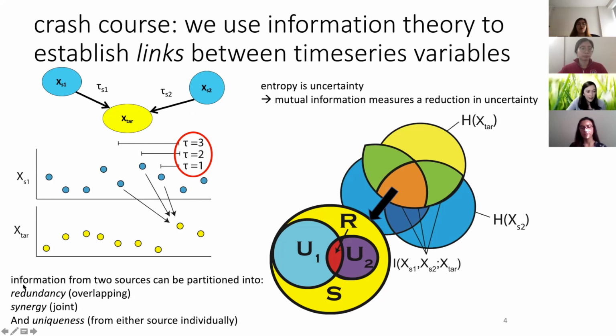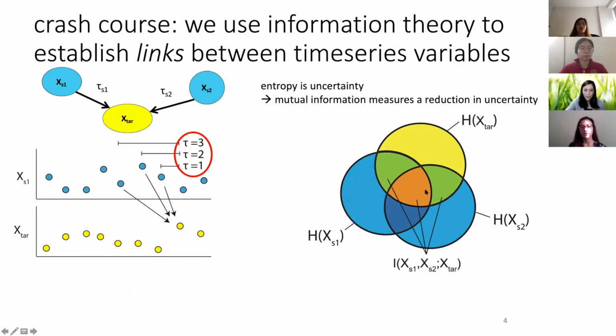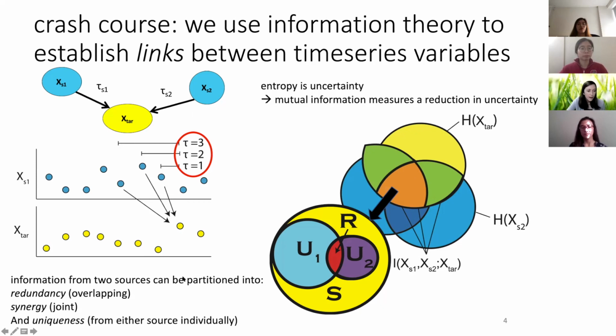And it turns out that this total amount of information, that's this overlapping area of this Venn diagram, so this green and orange overlapping area, can actually be partitioned into different types of information that are redundant, synergistic, or unique. So redundant information is going to indicate an overlap between my two sources, or that both sources provide the same information. Synergistic information is going to be joint information.